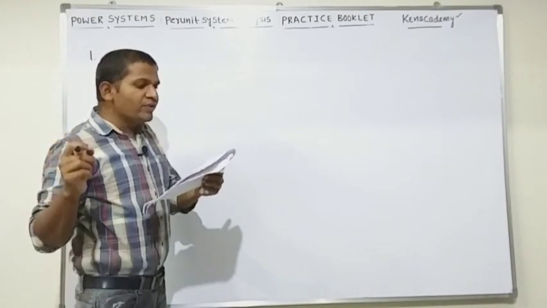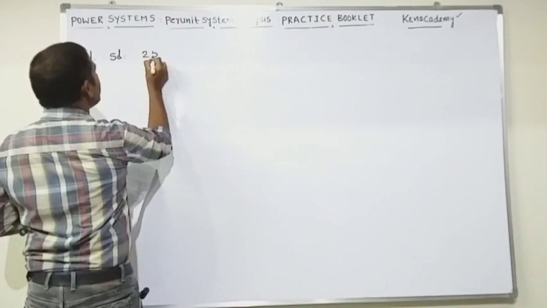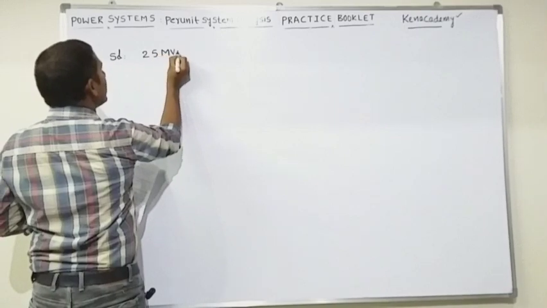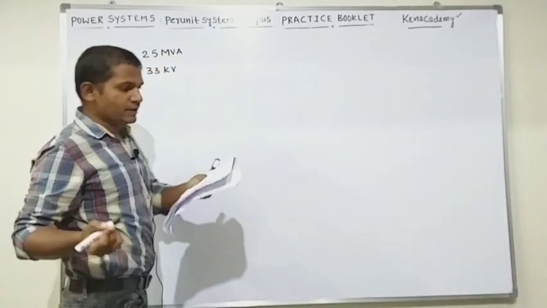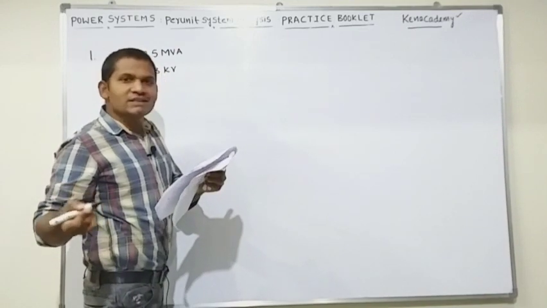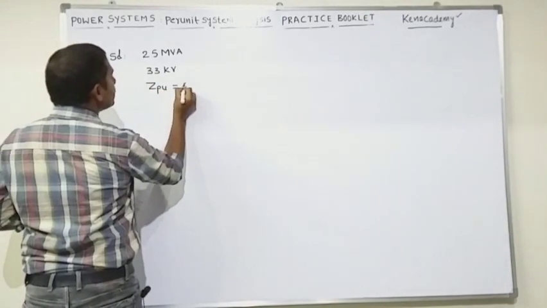A 25 MVA 33 kV transformer, given is 25 MVA, 33 kV transformer, has a per unit impedance of 0.9. Then what is the per unit impedance? 0.9.